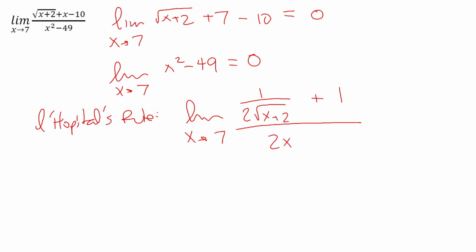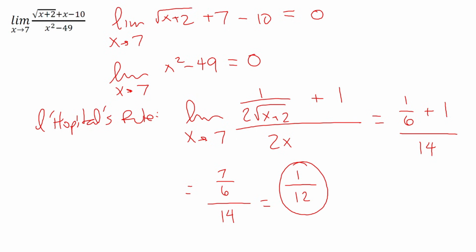Then we can just plug in our values here. So that becomes 1 over 2 times 3, so 1/6, plus 1 over 2 times 7, which would be 14. So we have 1/6 plus 1 over 14. That'd be 7/6 over 14. Well, 7/6 over 14, we can just do the 7 over the 14, which should cancel out to become a 1 over 2. So it's 1 over 6 times 2, or 1/12.